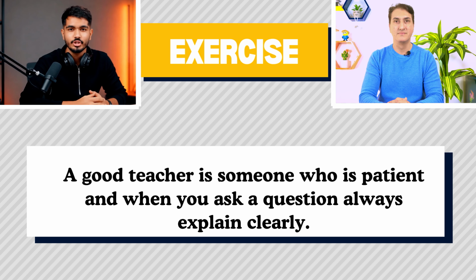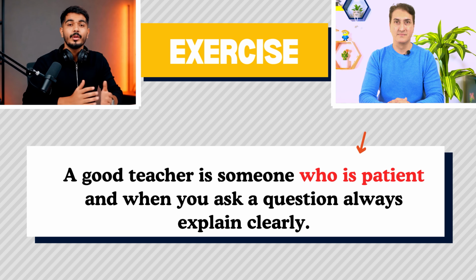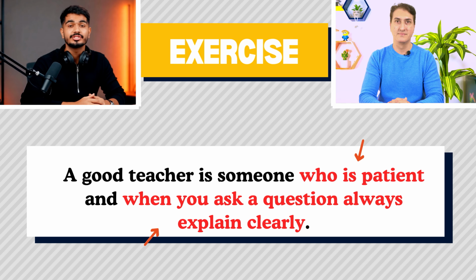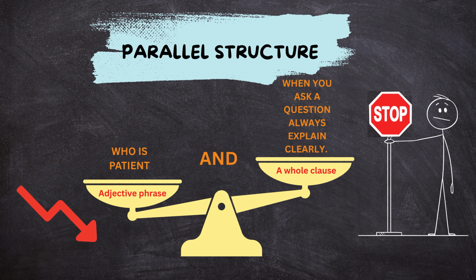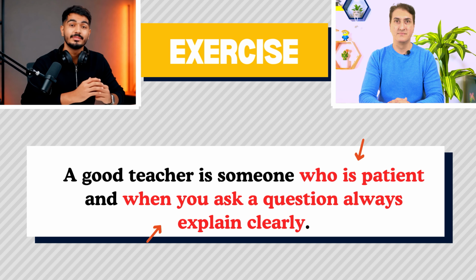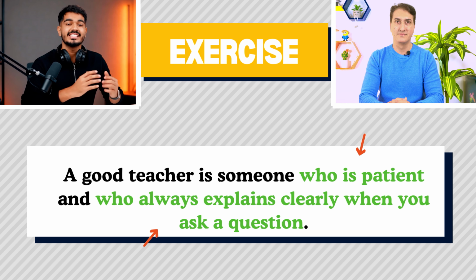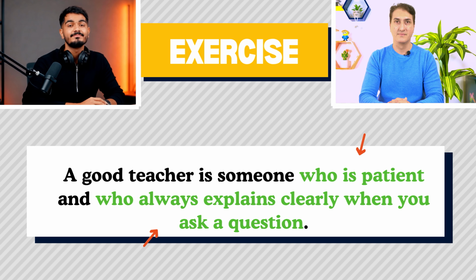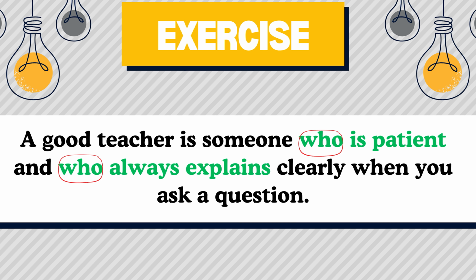This one mixes an adjective phrase, who is patient, with a whole clause, when you ask a question, always explain clearly. To make it parallel, we can say, a good teacher is someone who is patient and who always explains clearly when you ask a question. Now both parts begin with who. Perfect correction. That's exactly how to balance the structure.